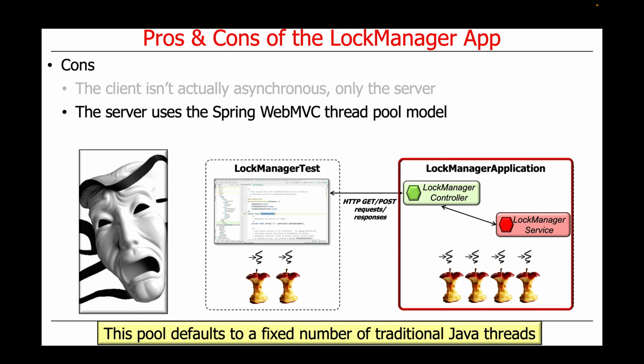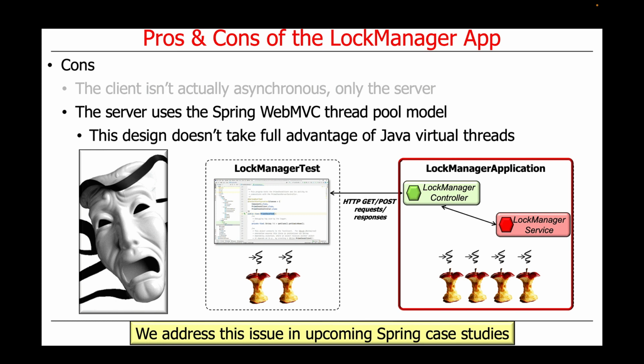Another issue here is that the server uses the Spring WebMVC thread pool model. And this pool defaults to a fixed number of traditional Java threads, these so-called HTTP worker threads, which are not virtual threads. So there's some issues there, and we're going to talk a bit about how to get around that. In particular, this design shown here for the LockManager app case study does not take full advantage of Java virtual threads. We'll address this issue in some upcoming case studies using other forms of Spring.